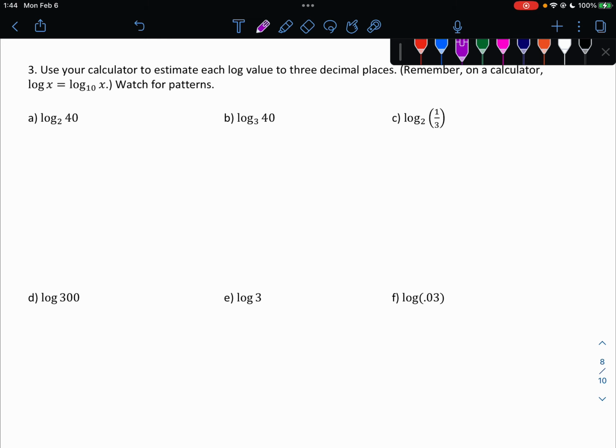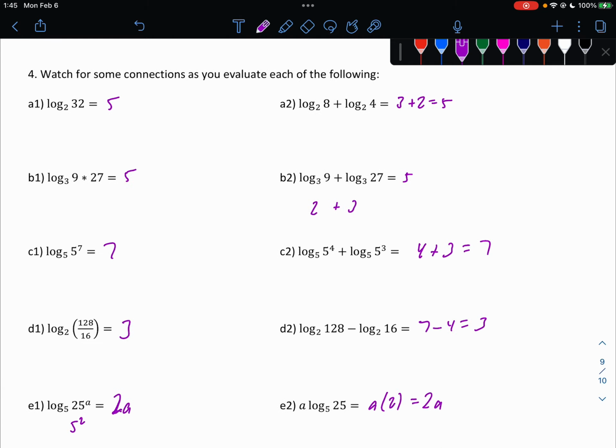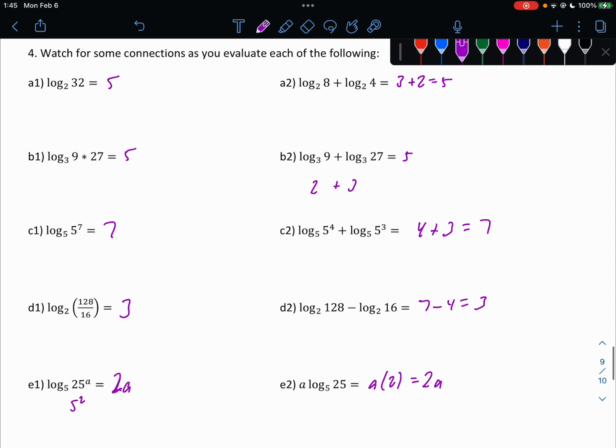And the last slide, I'd like you to pause the video one last time, evaluate these 10 problems best you can. When you're done, come back and check the answers. All right, here are the answers you should have got for the last slide. These connections that we're making here hopefully are what we're going to be talking about next couple days when we start doing properties of logs.